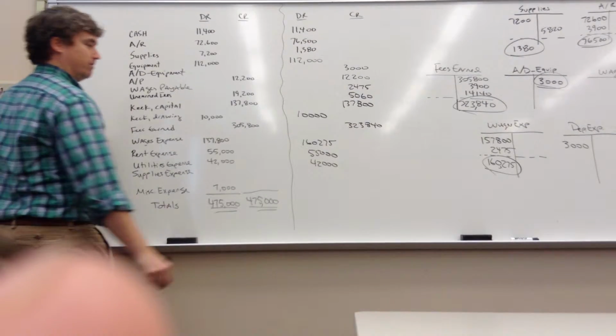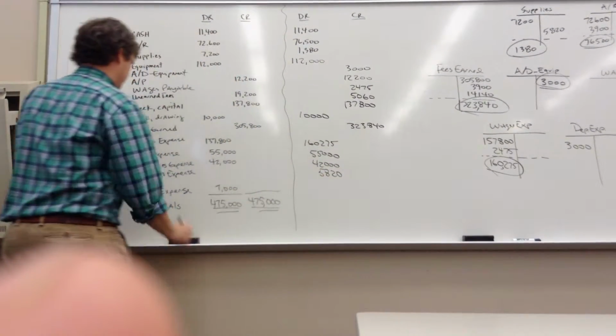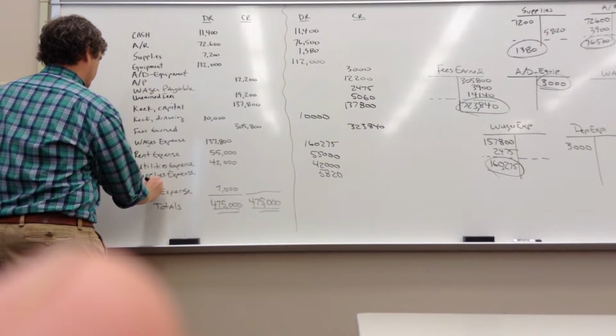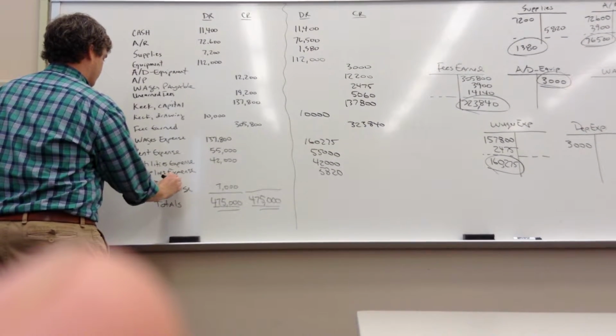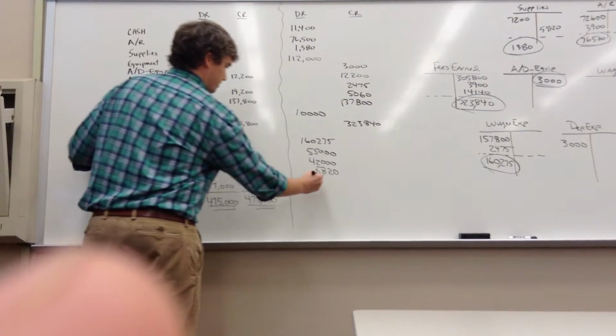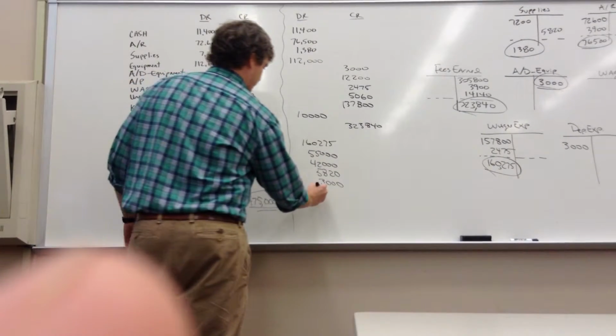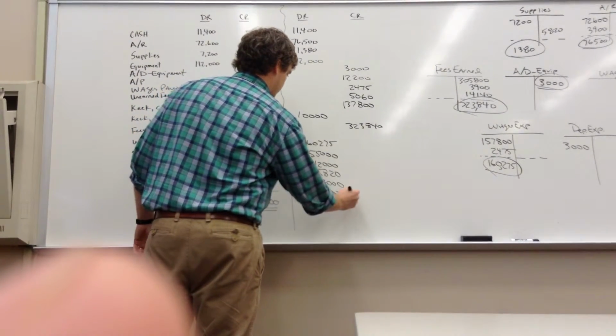Supplies expense was 5,820. Depreciation expense was 3,000. And then miscellaneous, I did not do anything with. It is 7,000, and that is it.